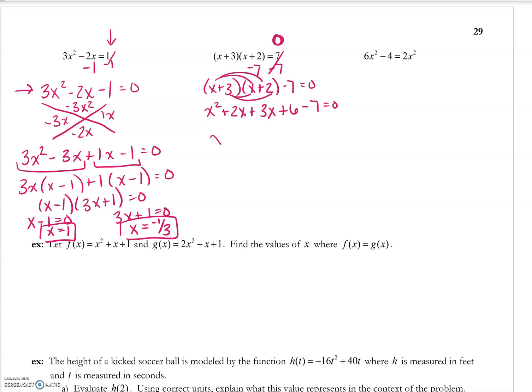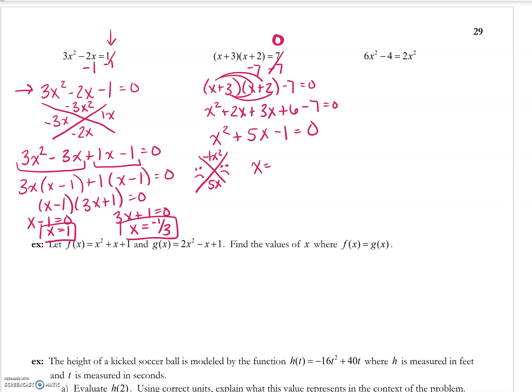I'll combine my like terms and get x squared plus 5x, 6 minus 7 is negative 1, equals 0 again. Now this is in standard form, and again I'm going to try either factoring it or using quadratic formula. So I'm looking for two numbers that multiply to negative 1x squared and add to 5x. And unfortunately those two numbers aren't nice numbers, and we can't actually factor it. So we're going to move on to quadratic formula.